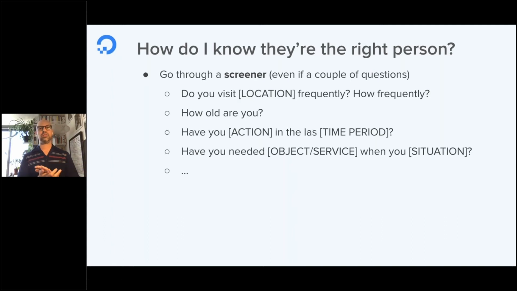You can ask questions like, do you visit this location frequently? How frequently? If this is the first time and last time they're going to go to that coffee shop, maybe they're not the best fit for you. How old are you? Remember we talked about age range. Have you done X in the last 2 months? That will tell you the frequency of their actions and if they're actually a good fit for what you're trying to get. Have you needed, I don't know, to rent a car in the last month or so? How often do you rent a car, etc., etc.